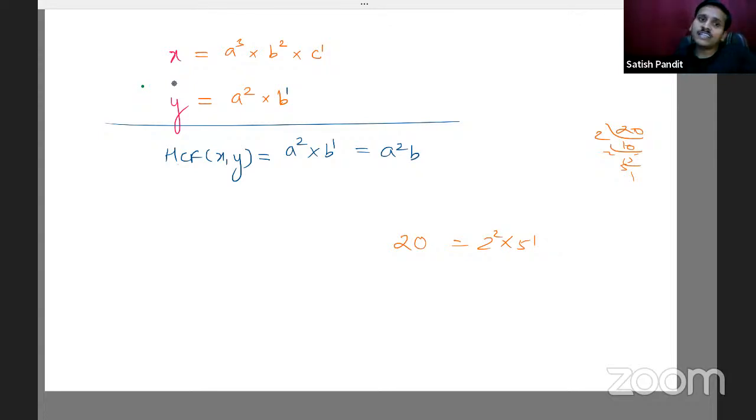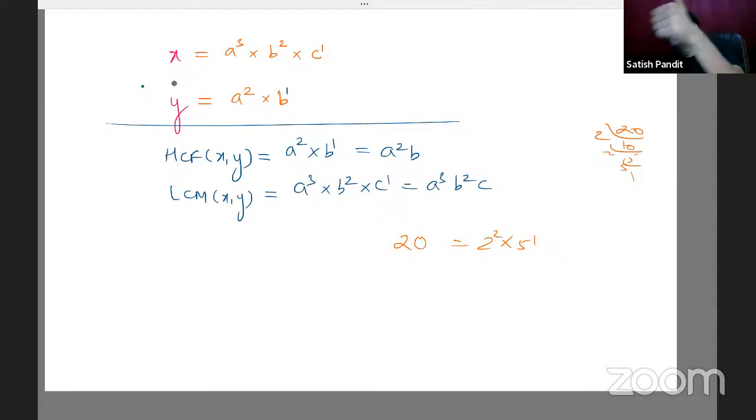Next, what is the LCM? While finding the LCM, don't take common. Whatever prime factors are there, write them, put the highest power and multiply. A to the power 3, B to the power 2, C to the power 1. So I can write A cube B square C. Yes or no, everyone? A cube B square C.